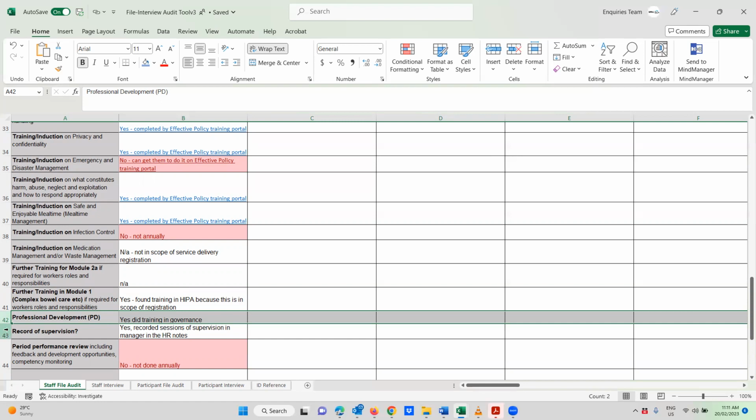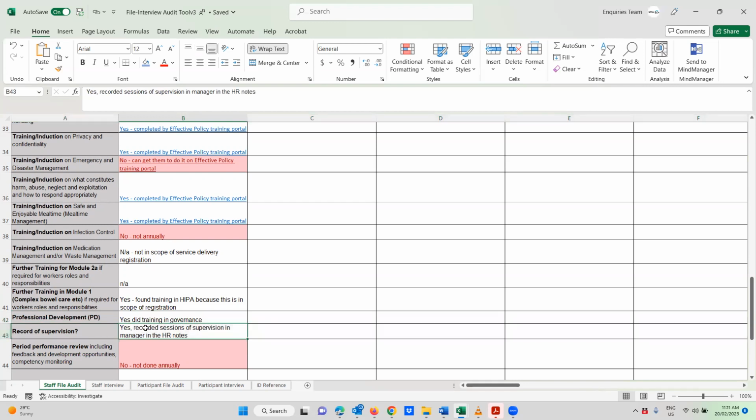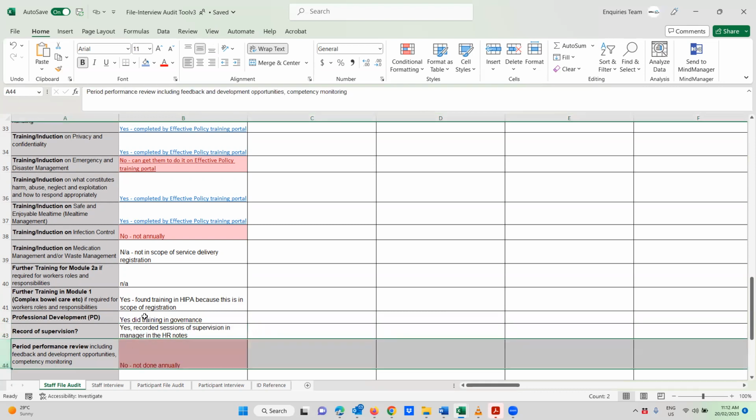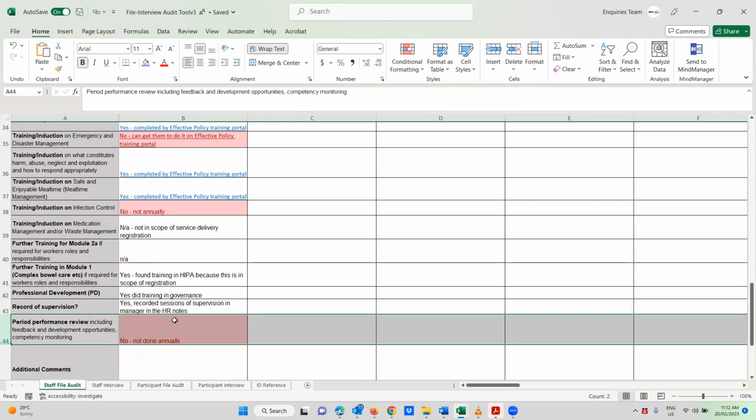Also, reports from a platform such as the Effective Policy one shows which courses people have completed. We need to see in the person's file, in your staff member's file, a record of supervision. We need to see that something is written in some way, shape or form to show that that staff member we're looking at receives supervision formally. We're looking for performance reviews of staff, and that needs to be done annually.